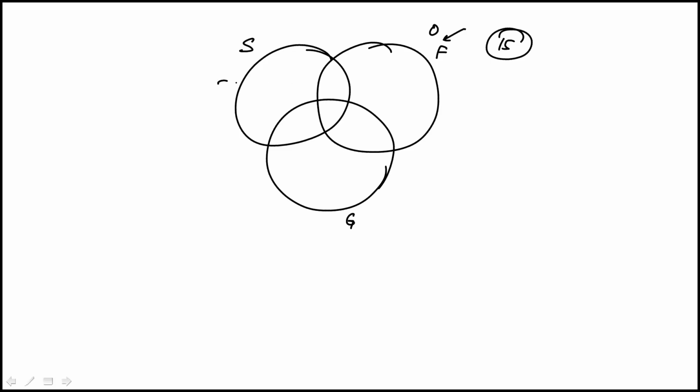I'm going to label this as S for Spanish, F for French, G for German. 1/3 speaks Spanish, so this entire circle is 5. French is 2/5, that would be 6, again, entire circle. And then German is 2/3, that would be 10, again, the entire circle. 1 speaks all three languages. Question is, how many speak exactly 2 of the languages?